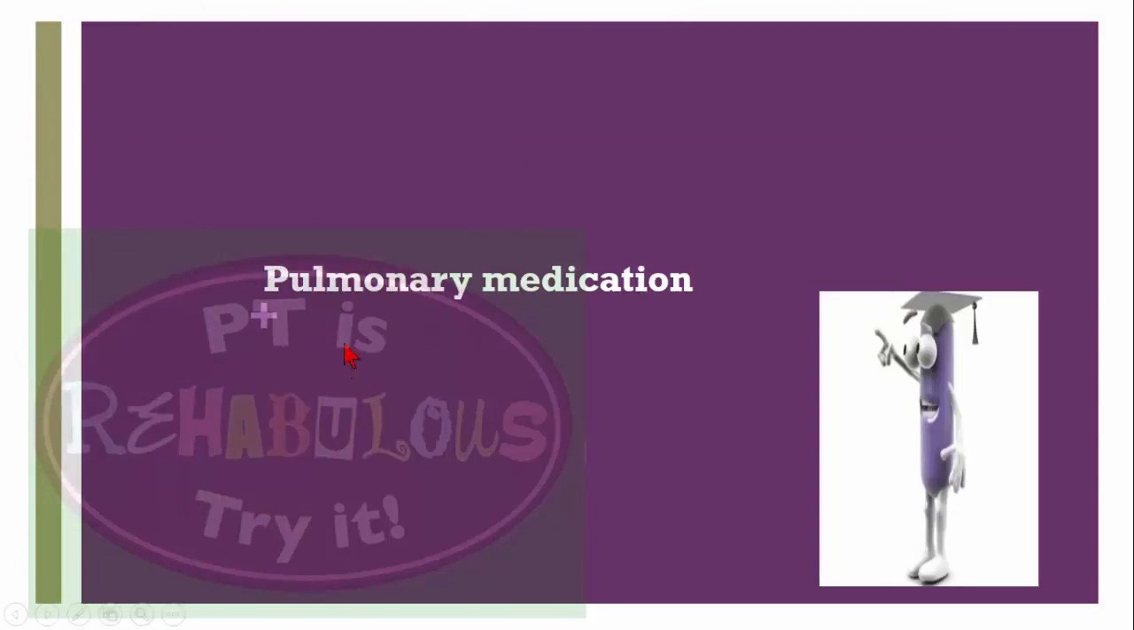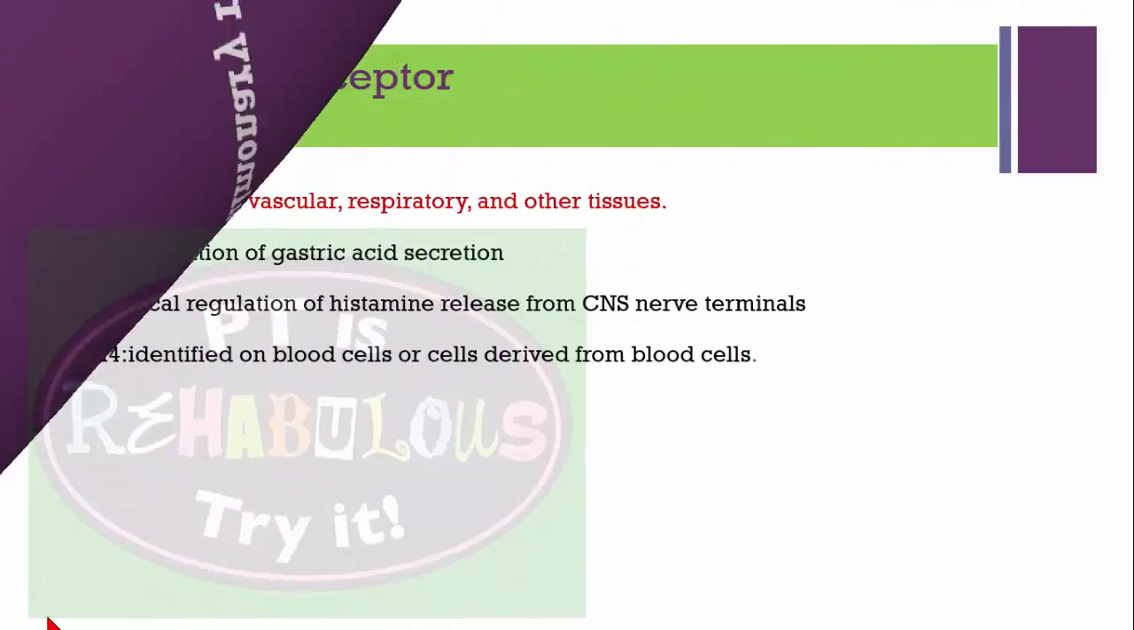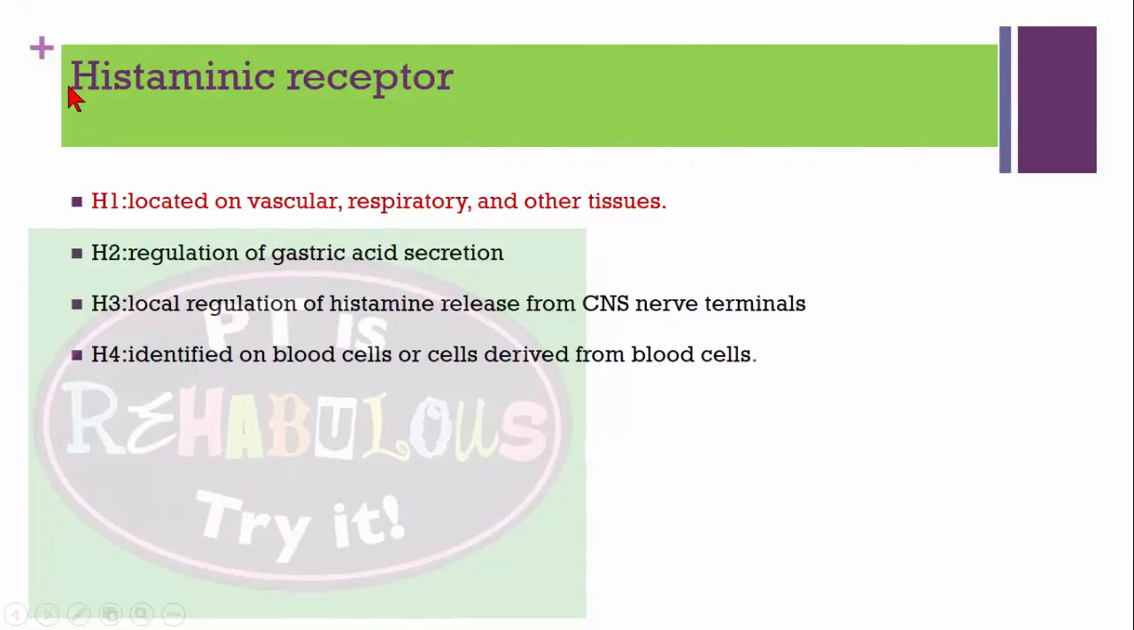Now we are going to see pulmonary medications. Before learning these medications, we have to see some receptors. Some are histaminic receptors. They are H1, H2, H3 and H4. H1 receptors are located on vascular, respiratory and other tissues. Respiratory means they are located in your lungs.